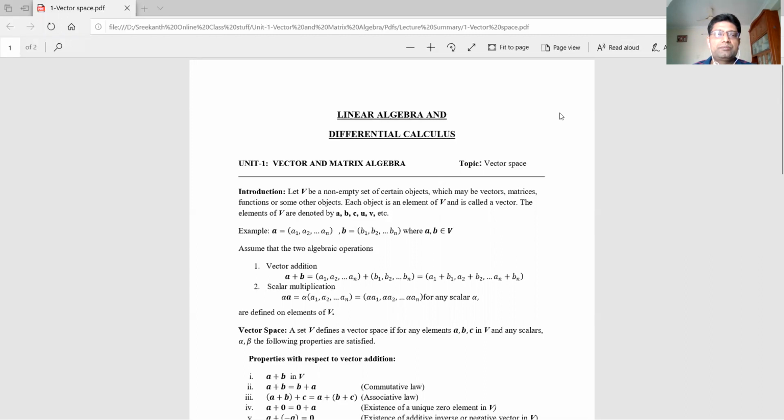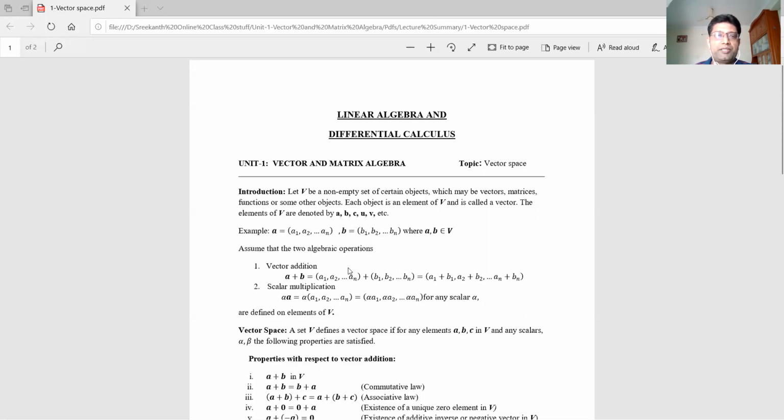Now we'll see the general form of these vectors. A equals A1, A2, up to An, comprising n elements, and B is another vector, B1, B2, and so on, Bn. So these are two vectors we have taken in the set V. Now we are going to define two algebraic operations over this set V. One is addition, another one is scalar multiplication. Now we'll see what these two algebraic operations are.